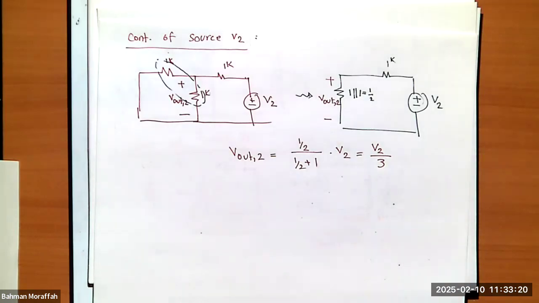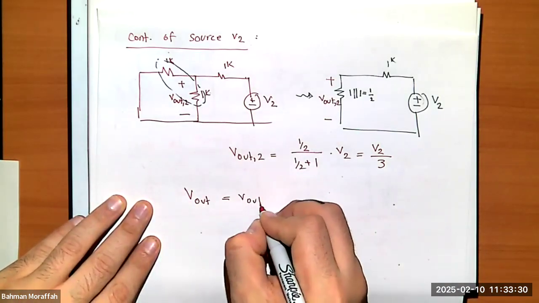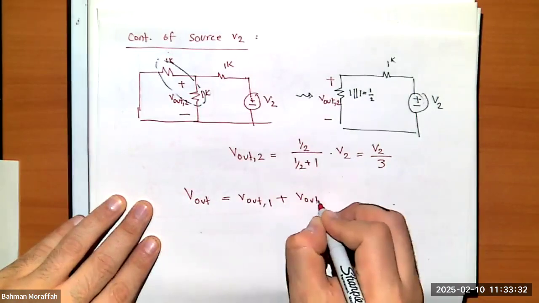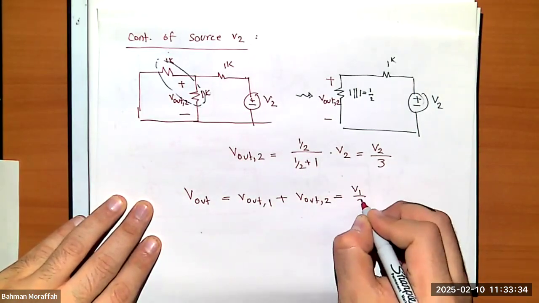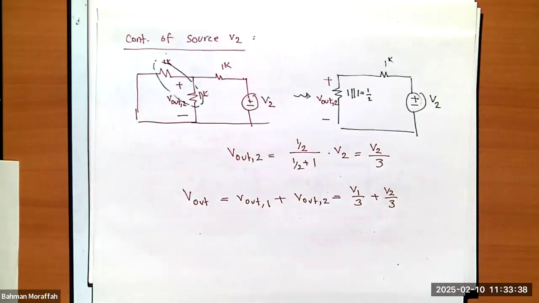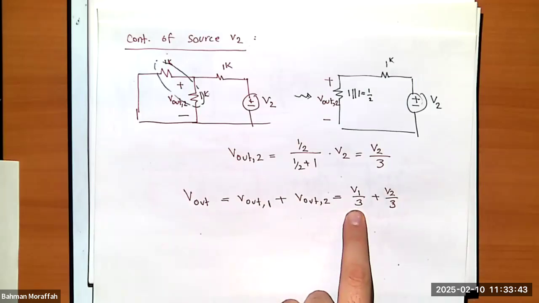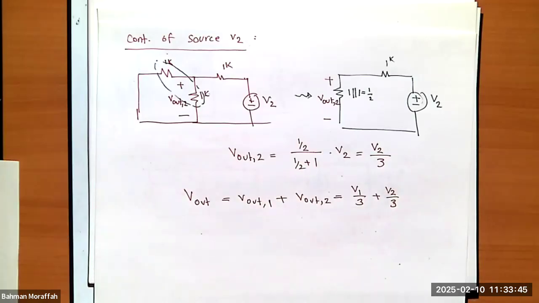What is the whole V out? It's just a summation of those with their sign. In this case, both signs are positive. So V out would be V out 1 plus V out 2, which is V1 over 3 plus V2 over 3. But if this one was negative, then that would have been V1 over 3 minus V2 over 3. So the sign is carried, right?